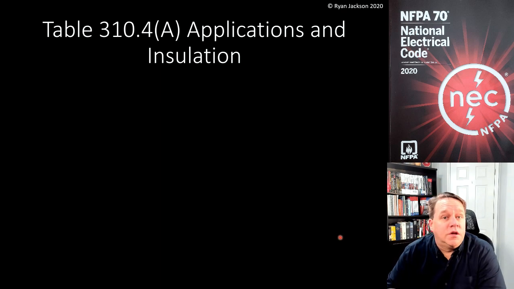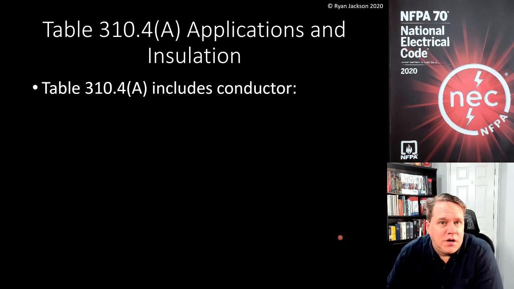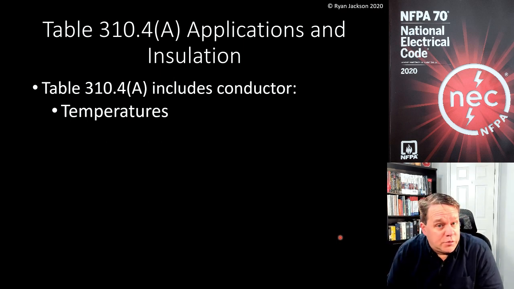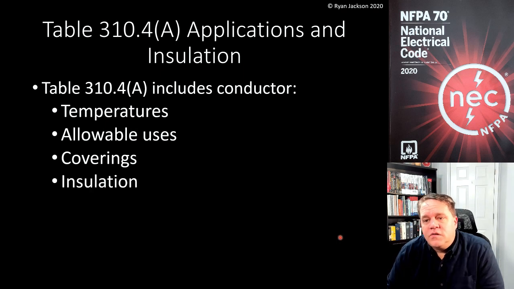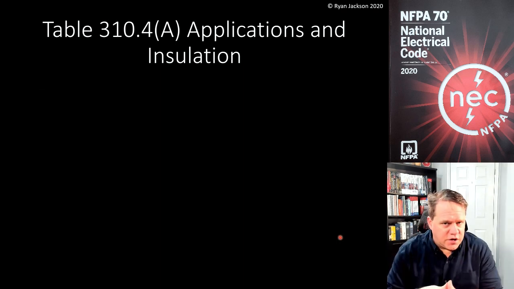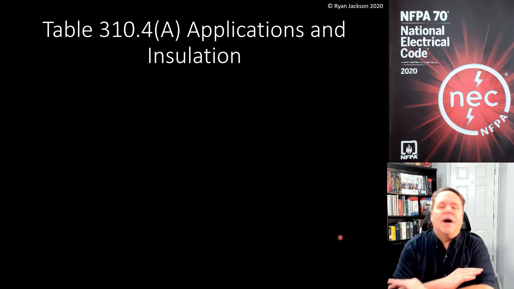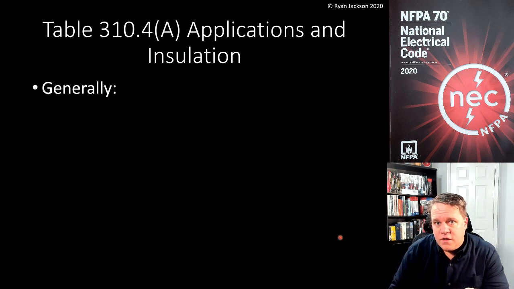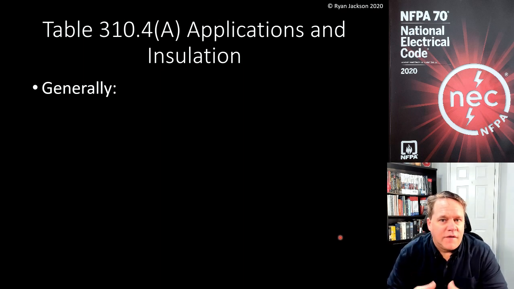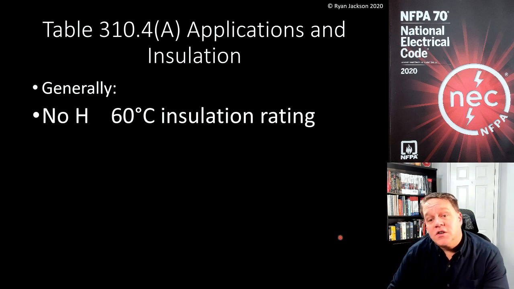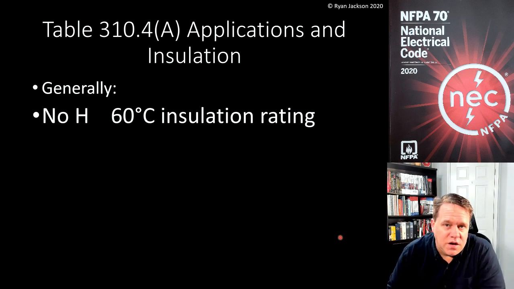All right, let's go ahead and jump into table 310.4(A), application and insulation. 310.4(A) includes the following: conductor temperatures, allowable uses, coverings, and insulation values. All right, so we're going to talk in generalities here for just a moment. This does not apply to every single cable under the sun, but generally speaking, we can say this with a reasonable amount of accuracy. Generally speaking, if the wire does not have an H in the insulation marking, like THHN or THW, and if there's no H's, then you're probably talking about a 60-degree conductor.